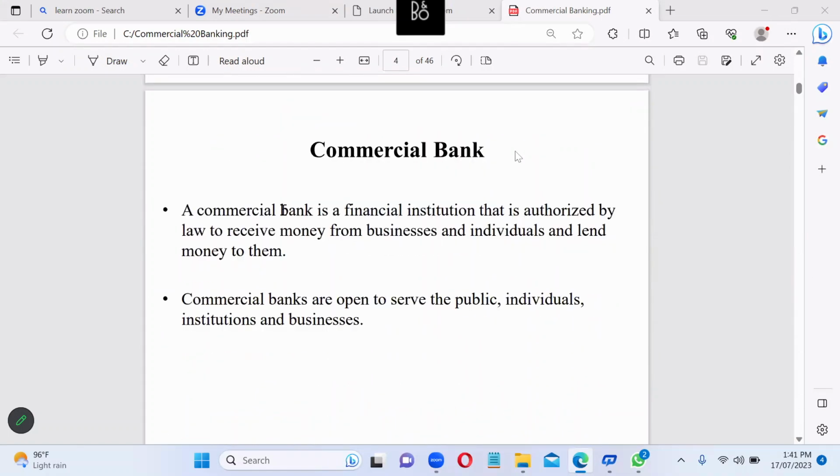Okay. Now, my question is, what is a commercial bank? Can anyone tell? Are you familiar with commercial banks nowadays? You go to the bank and do some transactions or get some service from them. So, my question is, what is a commercial bank? Can anyone answer?